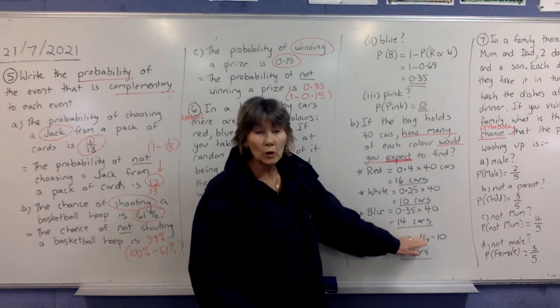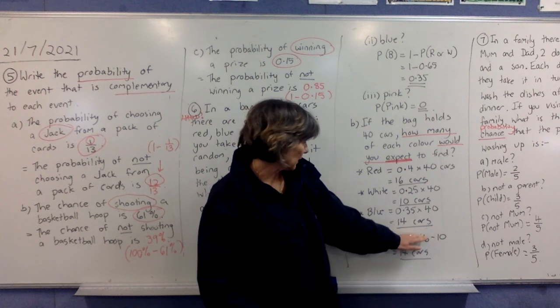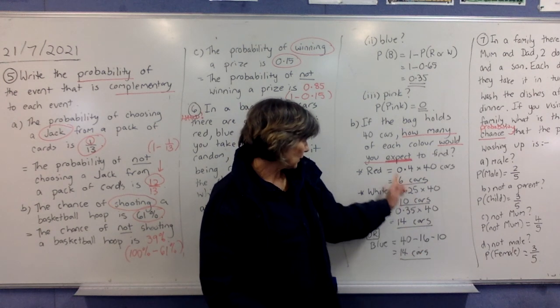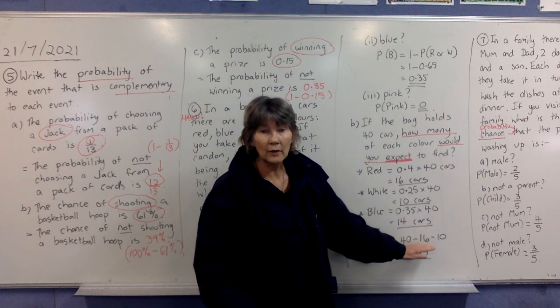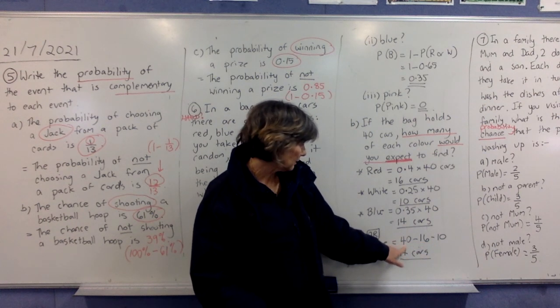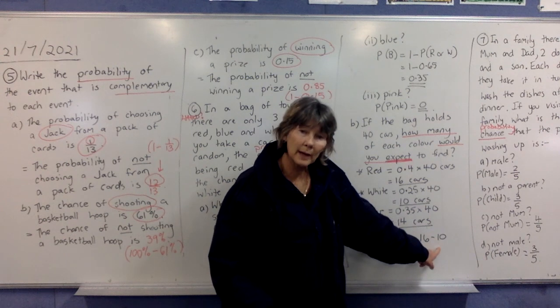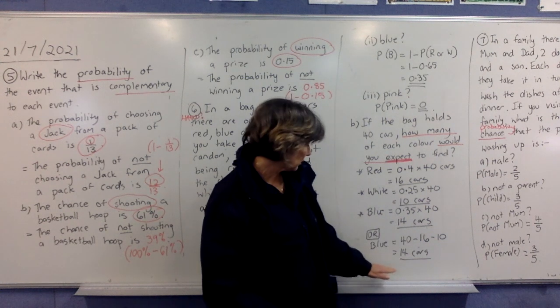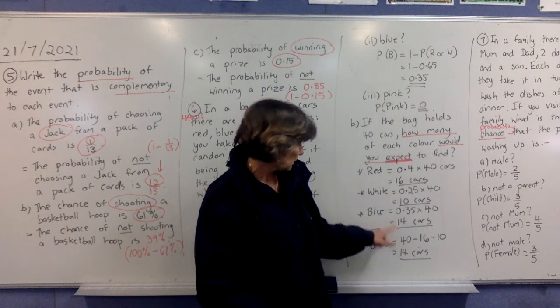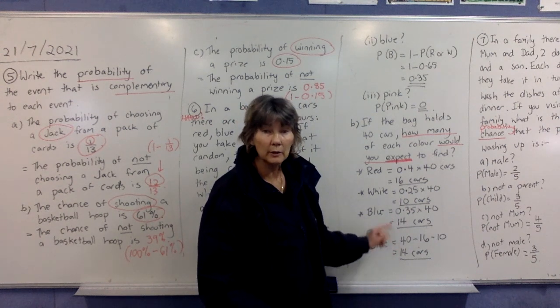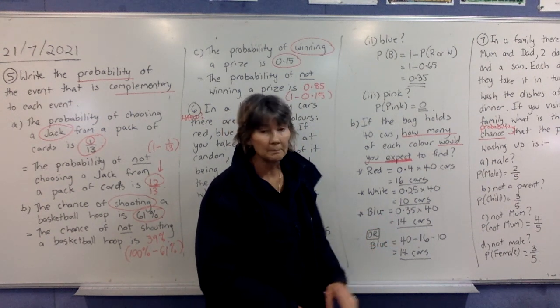Now, that question also could have been done by going, well, once I've done the red and the white, I've got 40 cars in the bag, take off the number of reds, take off the number of white cars, and you should be left with the number of blue cars. So these both give you the same answer. You can choose which way you want to do it.